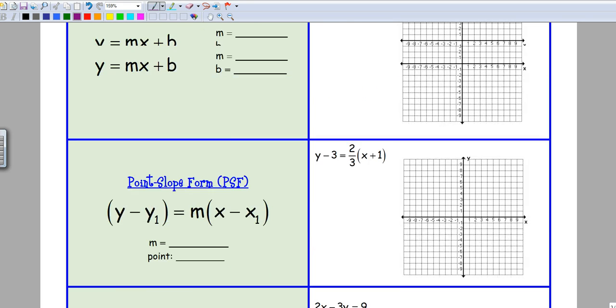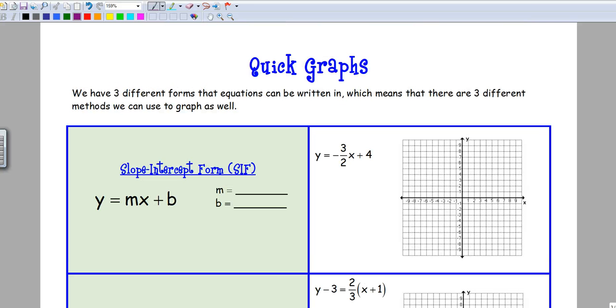It's up to you. However, if you can graph just based on what form you're given, it probably will be faster. All right, so y equals mx plus b. You should be familiar that m is your slope and b is your y-intercept.